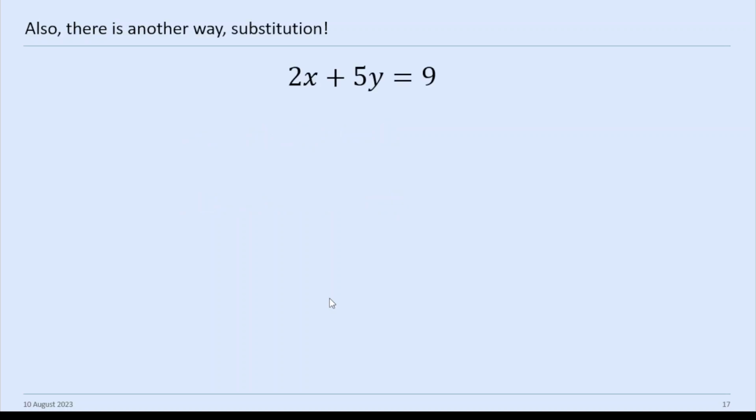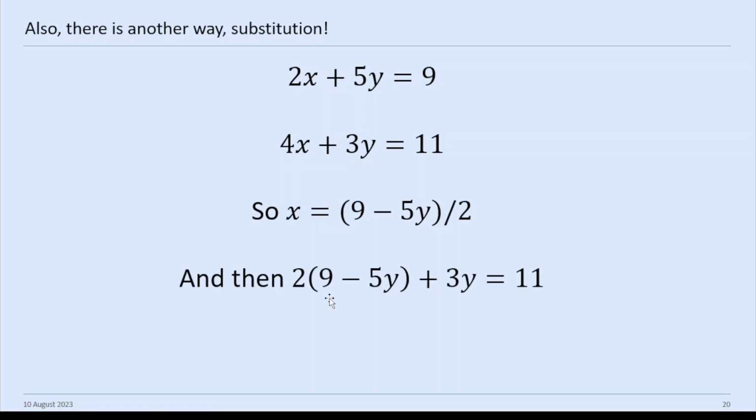There's also another way. Instead of subtraction, we can do it by substitution. So we've got 2x plus 5y equals 9. These are the same equations. 4x plus 3y equals 11. What we're going to do is get the x at the top. We're going to write it on the left in terms of y. So if we take 5y from both sides and divide by 2, we get x equals 9 minus 5y over 2.